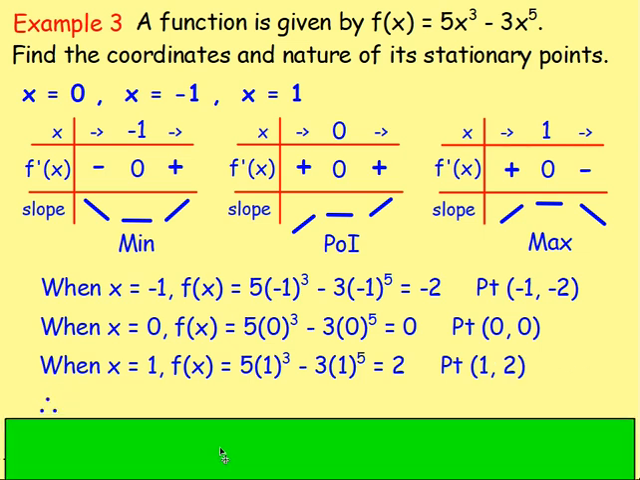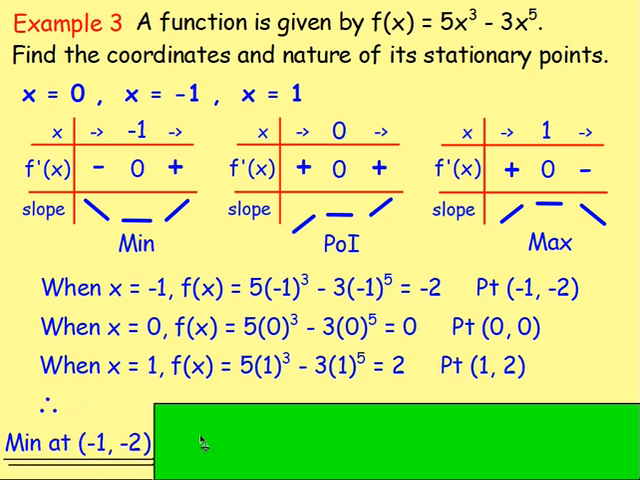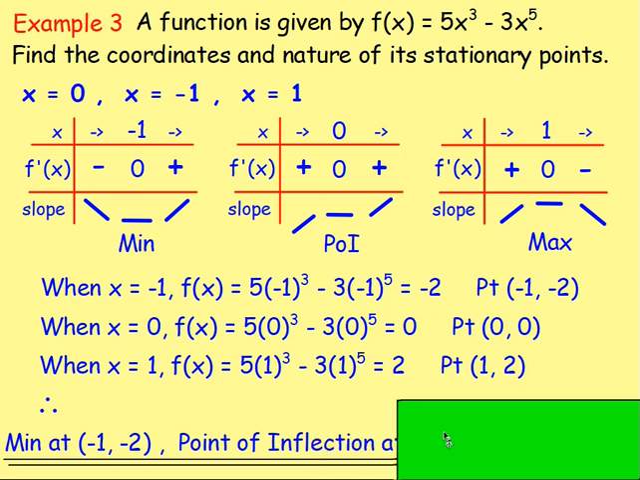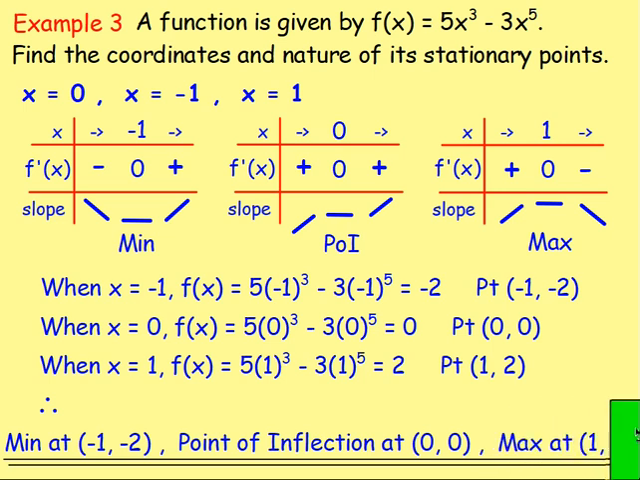After that, just finish it off and state each point individually and say, is it a maximum, is it a minimum, is it a point of inflection? And for this one, you can say there's a minimum at negative 1, negative 2. There is a point of inflection at 0, 0, and this one here with 1 was a maximum, so there is a maximum at 1, 2.